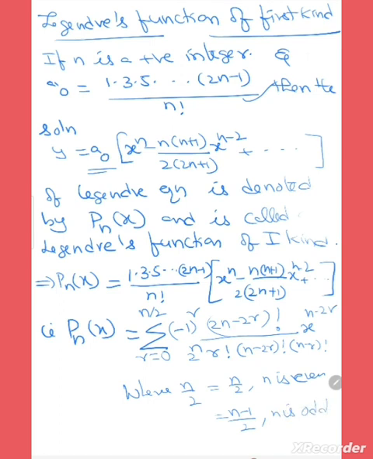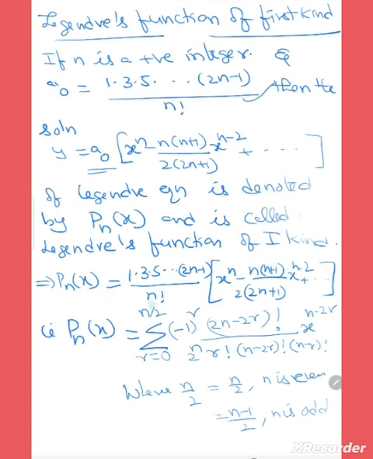Once again, Legendre function of the first kind, where a naught is equal to 1 into 3 into 5 and so on up to 2n minus 1, by n factorial. Then the solution y is equal to a naught into x to the power of n minus n into n plus 1 by 2 into 2n plus 1 into x to the power of n minus 2 and so on. This is called the Legendre equation solution, and it is denoted by Pn of x, called the Legendre function of first kind.